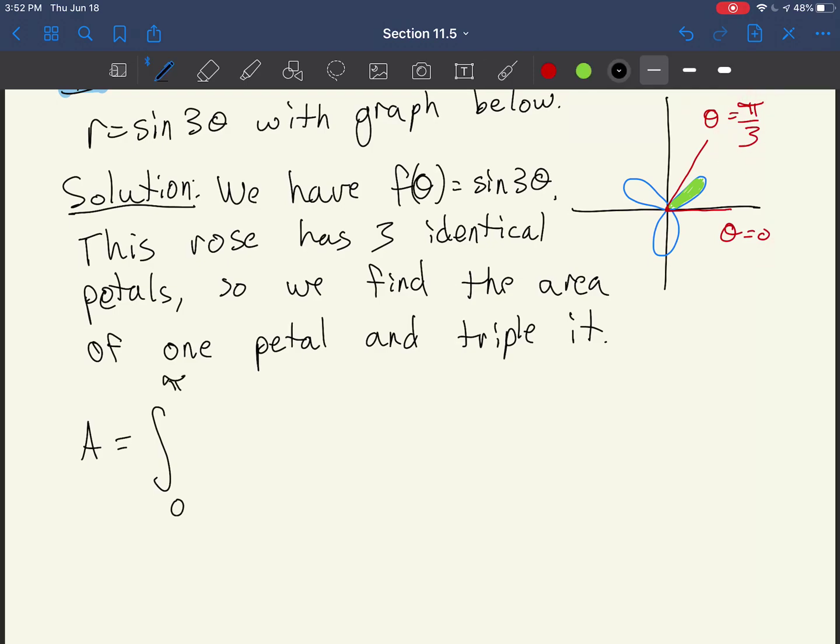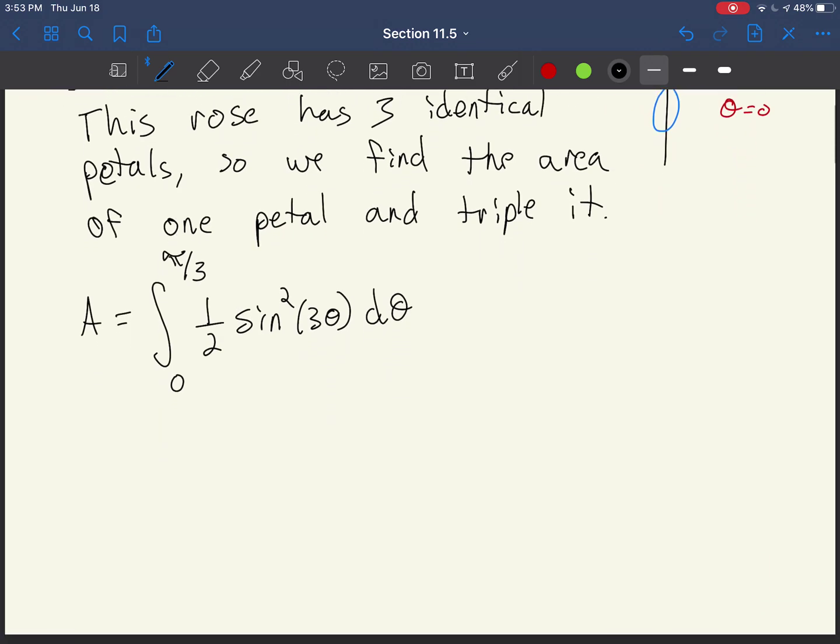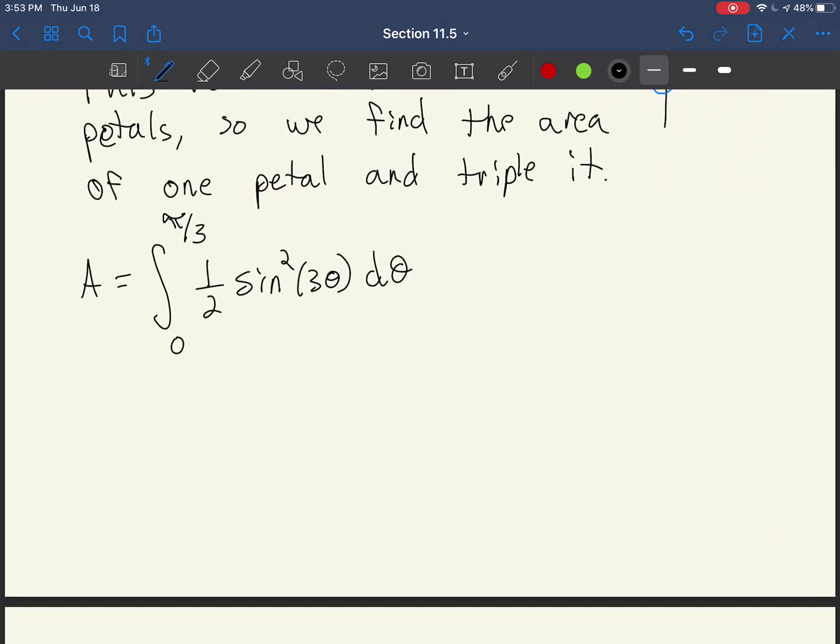So we have the area is the integral from A to B. In this case, I gave us the rays 0 and pi over 3. So 0 to pi over 3 of 1/2 f of theta squared. So that is sine squared of 3 theta d theta.